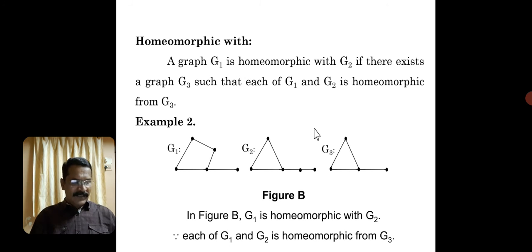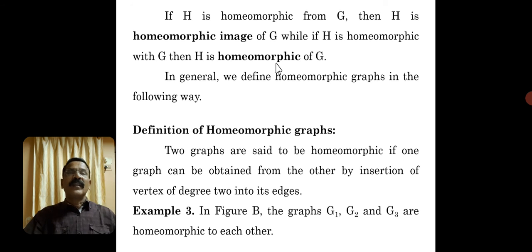So this is another simple concept. Now we will see: if H is homeomorphic from G, as we have already discussed in the previous definition, then H is called a homeomorphic image of G. While if H is homeomorphic with G, then H is homeomorphic of G. You know already homeomorphic from and homeomorphic with.